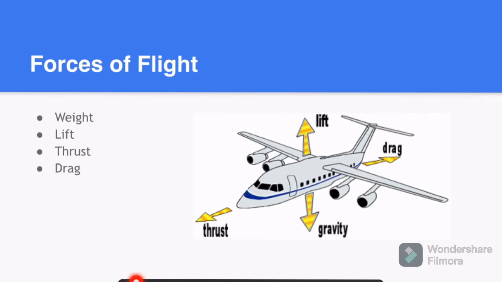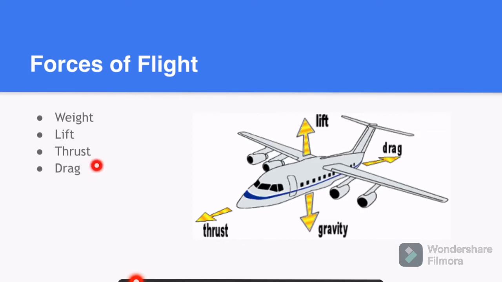The third one is thrust. Thrust is a force that moves your drone, or the flying machine, in the direction of motion. Thrust can be produced by your engine. For aeroplanes, thrust is produced by the engines, and in a drone, thrust is produced by the propellers.